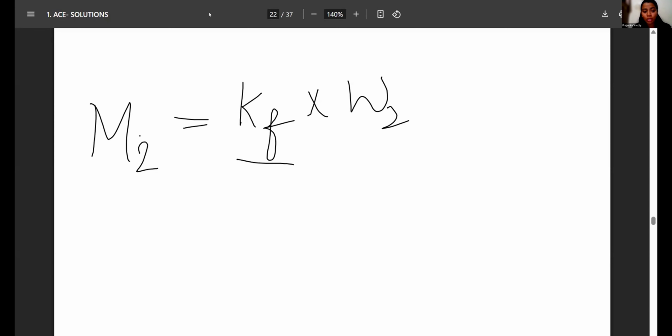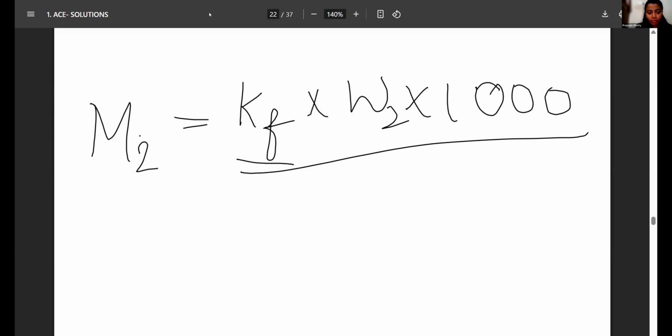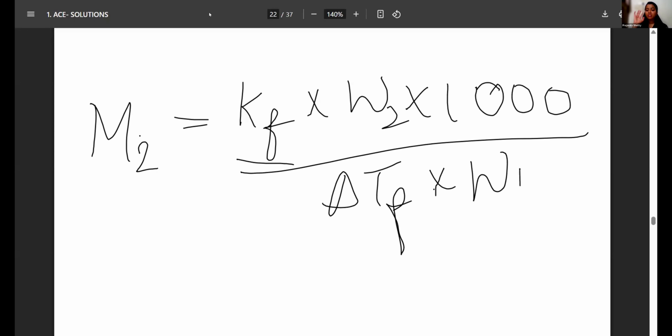You have KF into W2 into 1000 divided by delta TF. There it was delta TB into W1. Same formula, where only a slight difference is there. Again, you should calculate this delta T separately and substitute here. Okay. Again, for this, the explanation is enough.